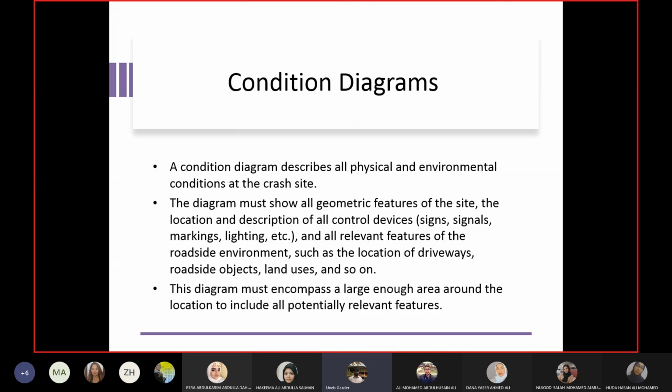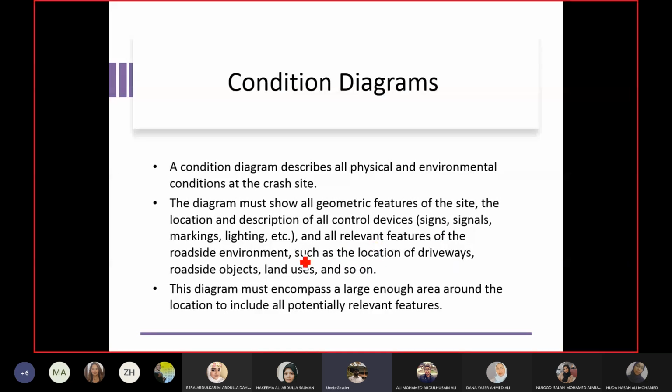Okay. Then the condition diagram includes all the physical and environmental conditions of the crash site. These conditions include, but are not limited to, the following. You can add as much information as you want. These conditions include geometric features of the site, for example, length, shoulders, medians, curves, slopes. Control devices including signs, signals, markings, lighting, which we have discussed in one of the previous chapters. And any other feature on the side of the road.